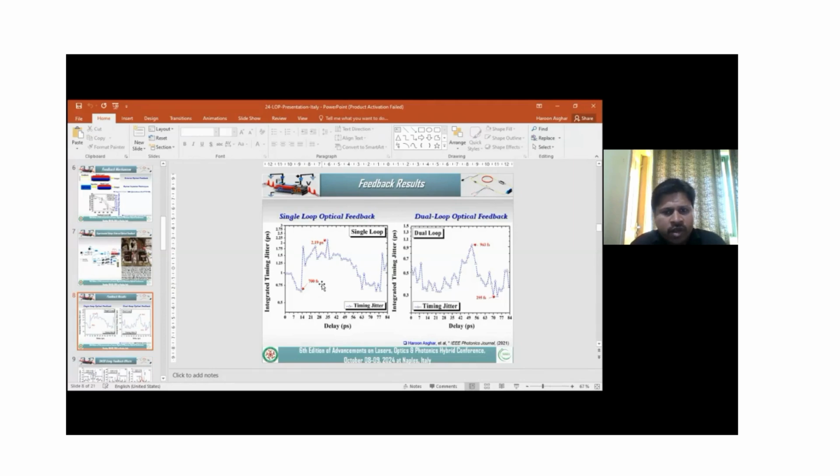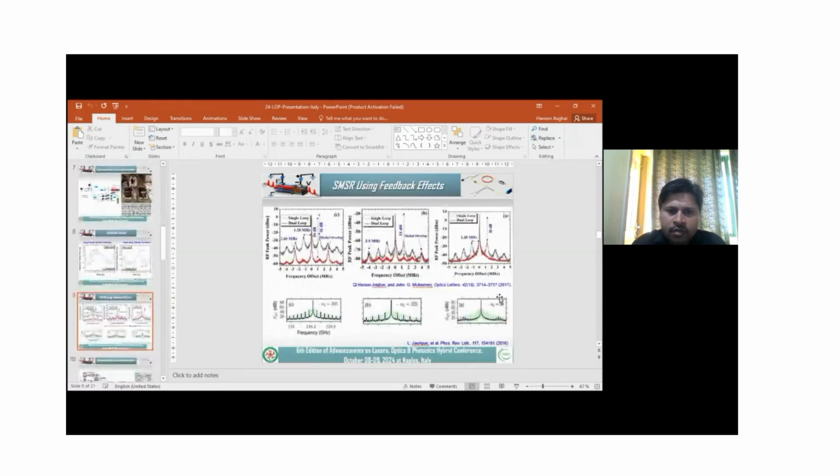Similarly, in dual loop feedback results, at around 70 picosecond delay length, we achieved a timing jitter of around 295 femtosecond. And on the basis of these results, we claim that dual loop feedback is more efficient than single loop feedback, and it enhances the stability of lasers many times compared to the free running case.